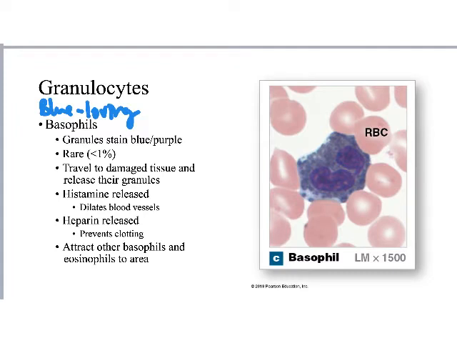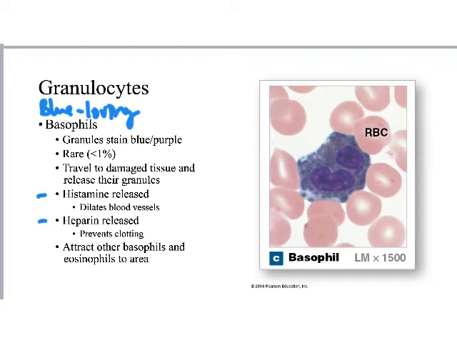Basophils are also pretty rare. You don't see them very much, so if you're seeing a lot of something, it's probably not basophils. These guys release a couple of chemicals, histamine and heparin. Histamine helps to dilate blood vessels, and heparin prevents clotting, and so that's kind of their function.